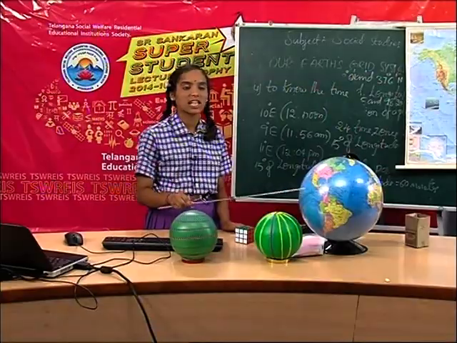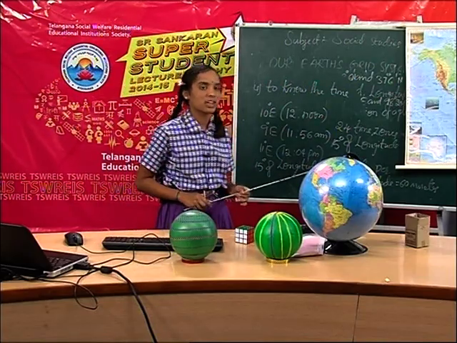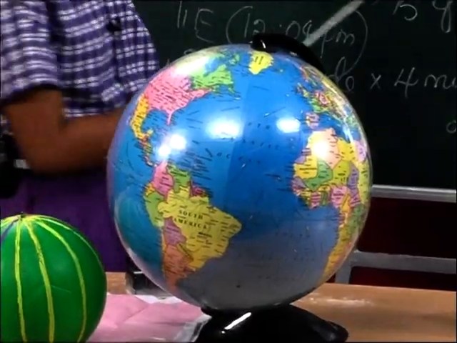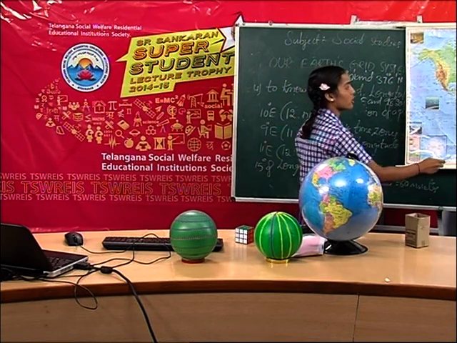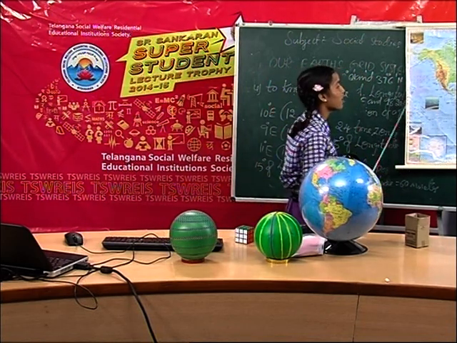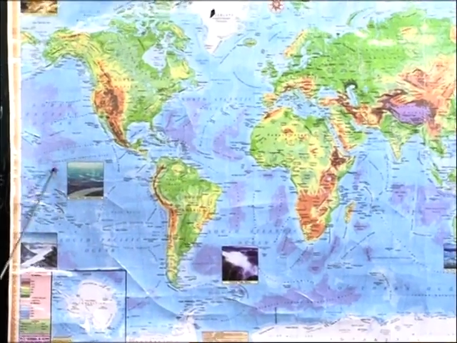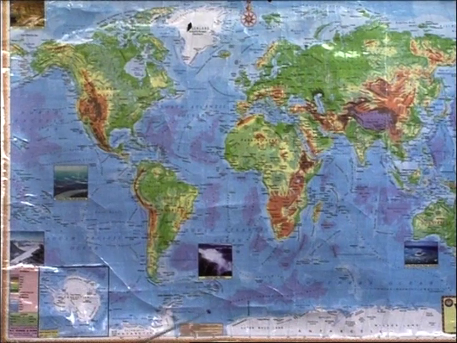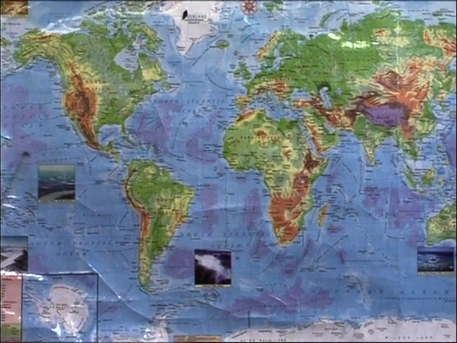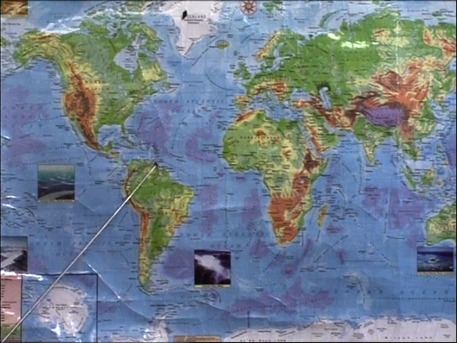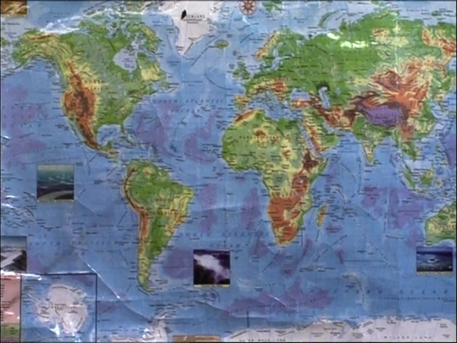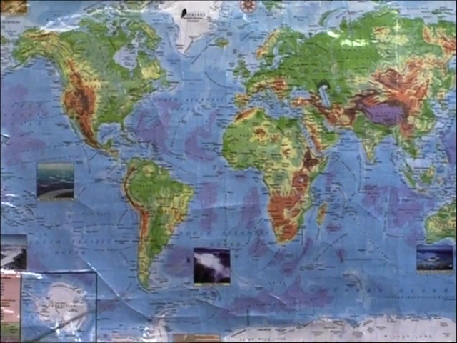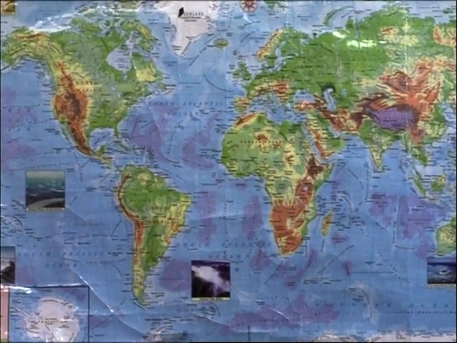Okay, I will explain about the latitudes and longitudes. Here the latitudes are the horizontal circles which are running from east-west directions. Friends, let me show on the map. The longitudes are the vertical lines which are running from north-south directions. And the latitude which divides the earth into two equal parts is called the equator. It divides the earth into two equal hemispheres, northern hemisphere and southern hemisphere.